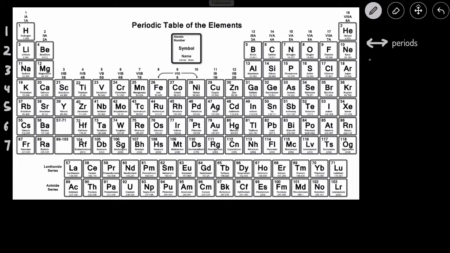Okay, how about the columns? What are they called? The ones that go up and down? Well, there's two names for these. These can be called families, or most commonly, they're called groups.